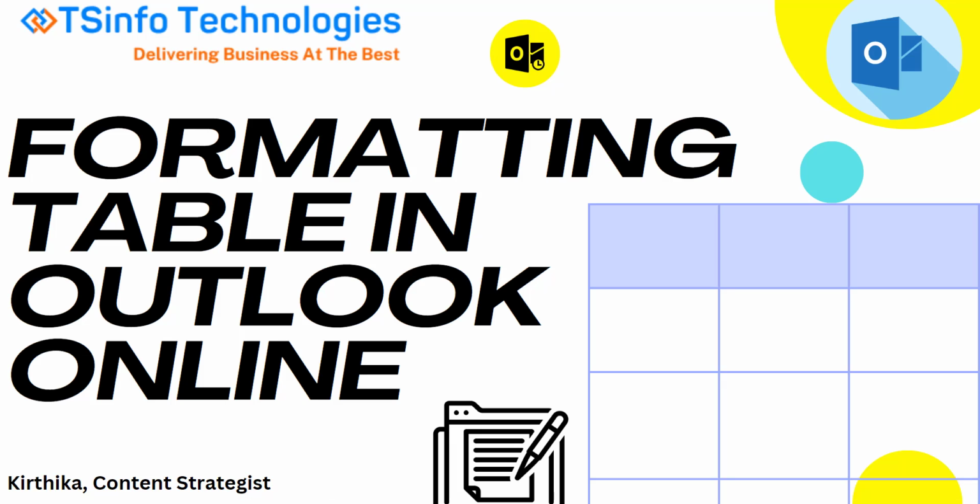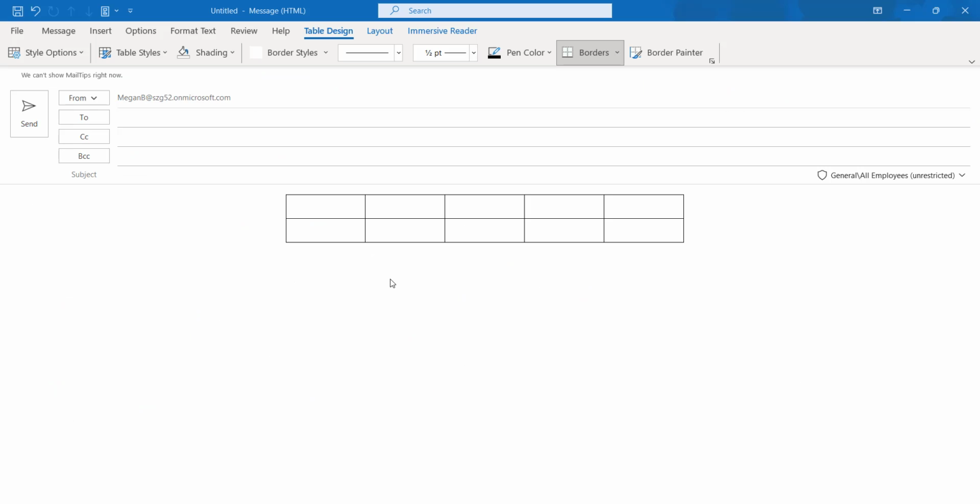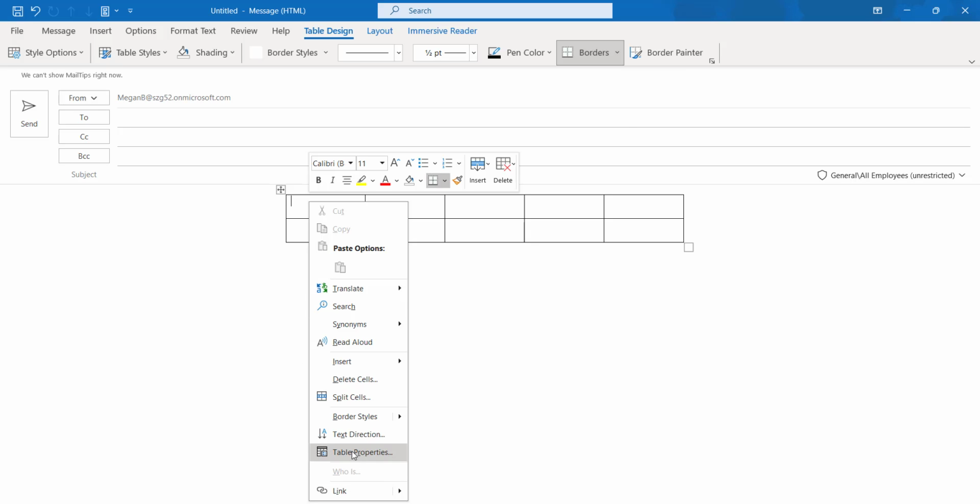In this video, we are going to see how to format the table in Outlook Online. For that, we are going to see in the Outlook desktop application. So this is my table in the Outlook desktop application. Right click on this and click on the table properties.